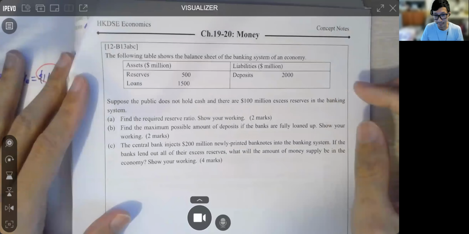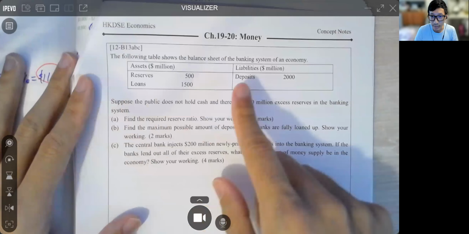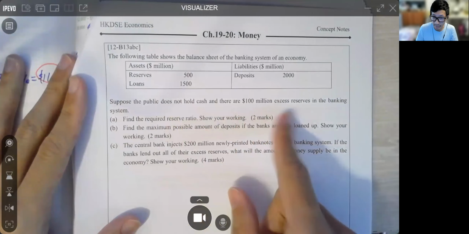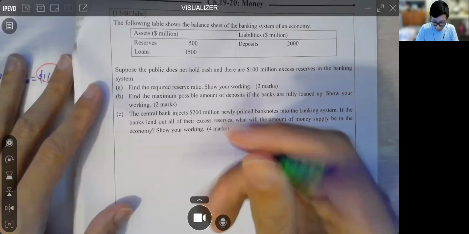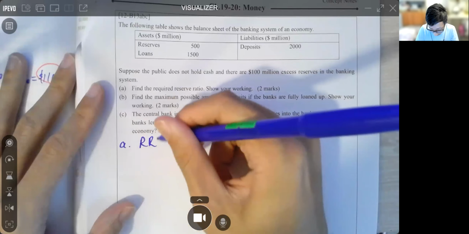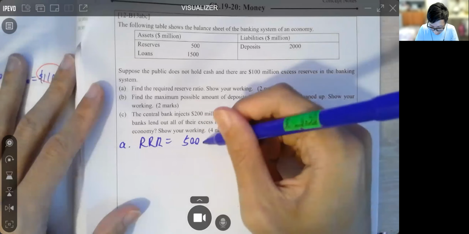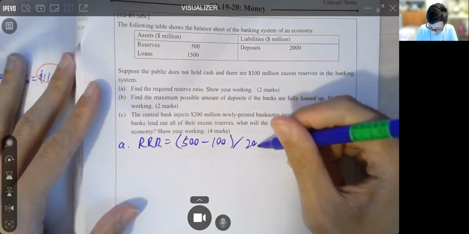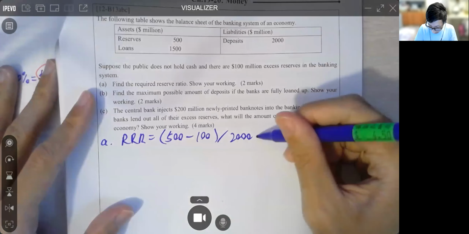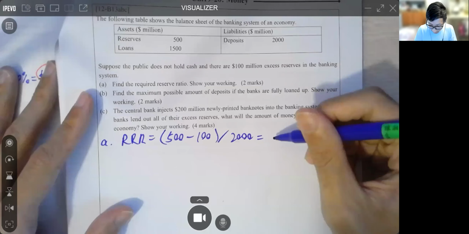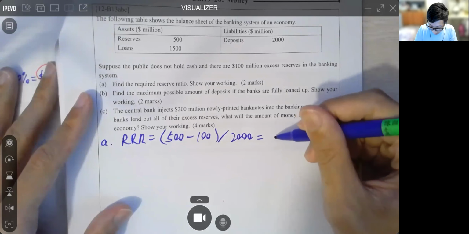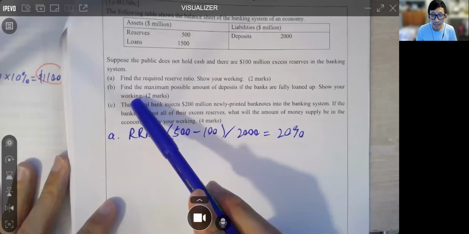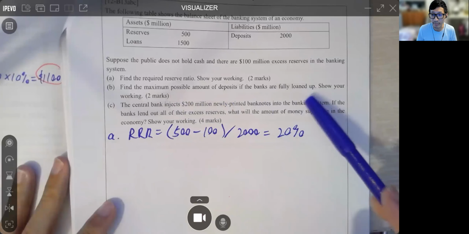Okay, now here, 2012. Now you are given this table. Suppose they do not hold cash and there are this amount of excess reserve. Find the RRR. That's easy, right? The RRR would just be 500 minus excess reserve 100 divided by 2000, and that would give us 20%, right? I think that's correct. Now, find the maximum possible amount of deposit if they're fully loaned up.